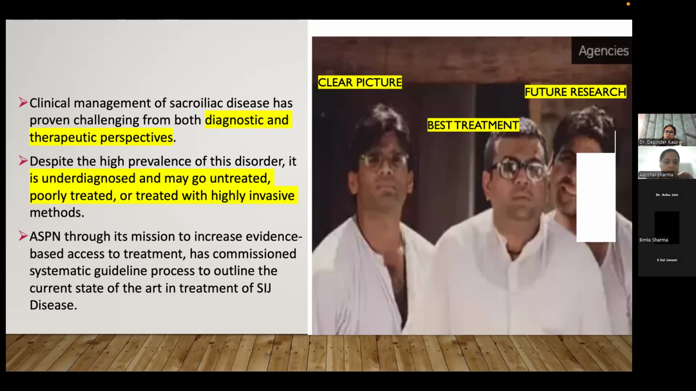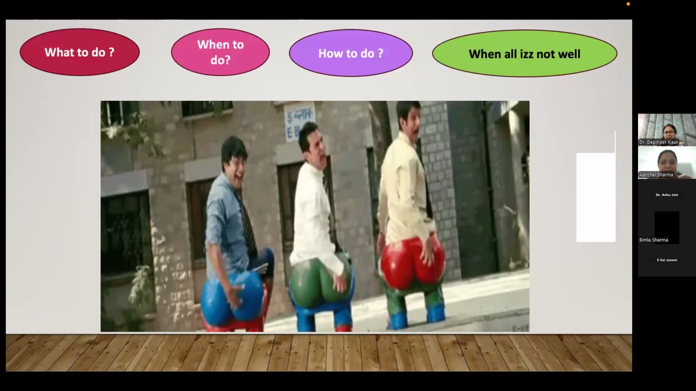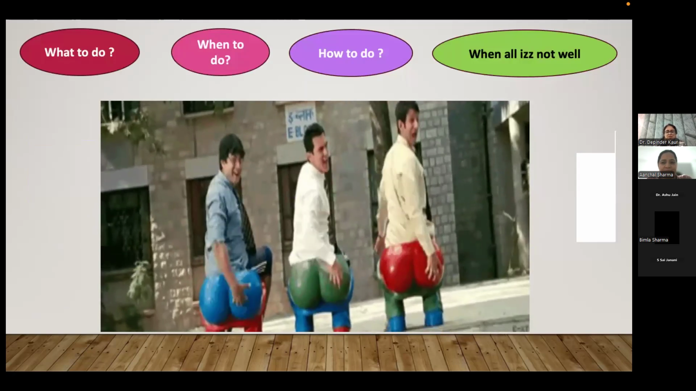With this presentation and by going through these recommendations, we will try to synthesize a clear picture of SI joint pain management, and by pooling the different studies, we can find the best treatment for our patients. At the same time, we have seen that there is a lot of gap in our knowledge in terms of literature, and we have a paucity of studies. So this can really help us for future guidance. This is the whole idea of this presentation. In simple language, I can say what to do, when to do, and how to do if all is not well. I think you can enjoy this slide.